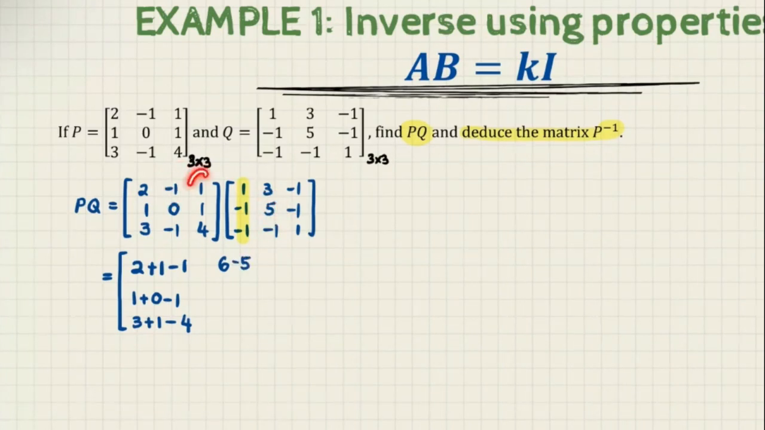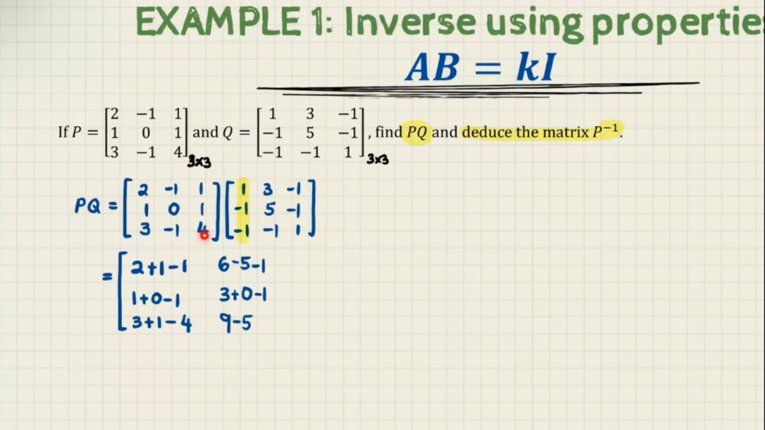Dan 1 darab negatif 1 dapat negatif 1. Okay, saya terus kira laju je ya. 1 darab 3, 3 tambah kosong. Kosong darab 5, kosong. 1 darab negatif 1 dapat negatif 1. And then 3 darab 3 dapat 9. Lepas tu negatif 1 darab 5 dapat negatif 5.